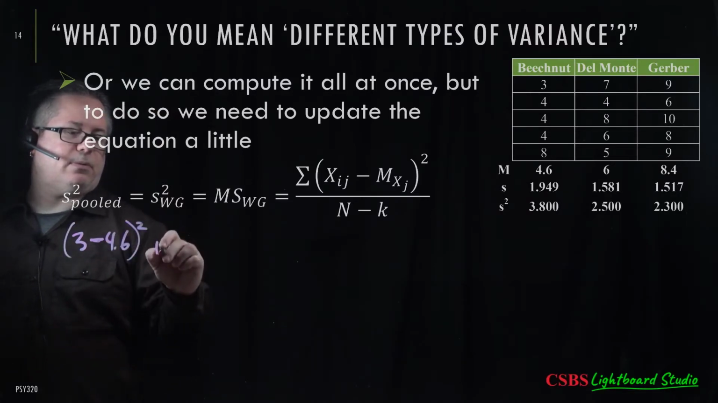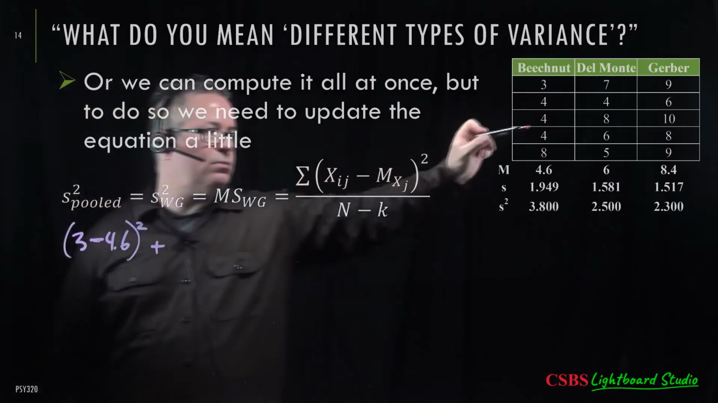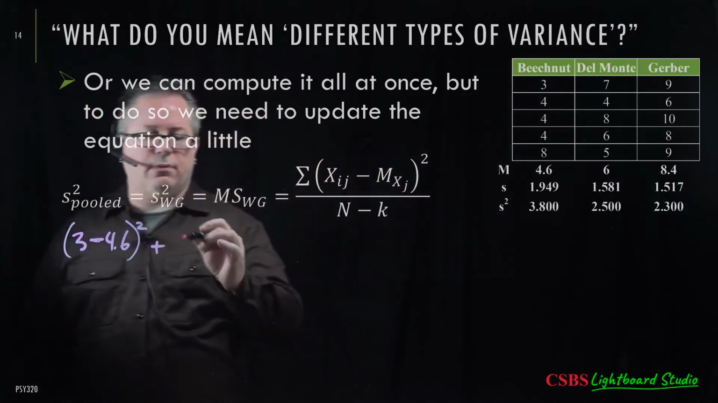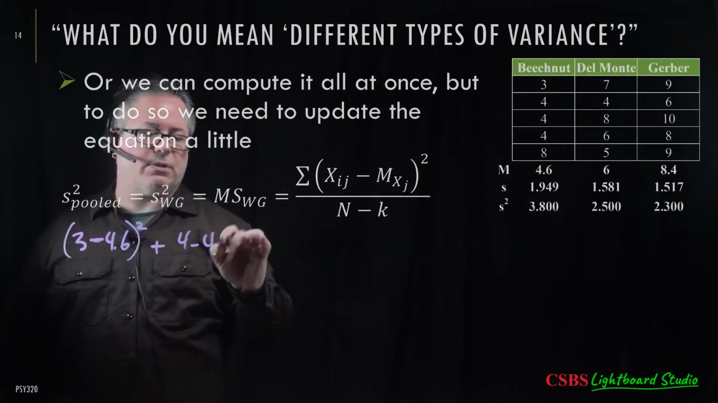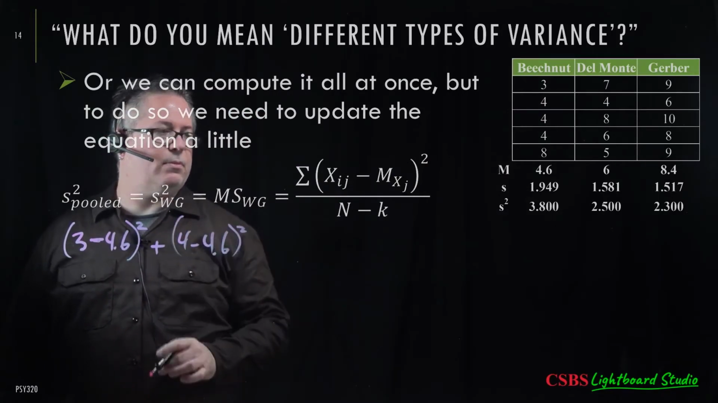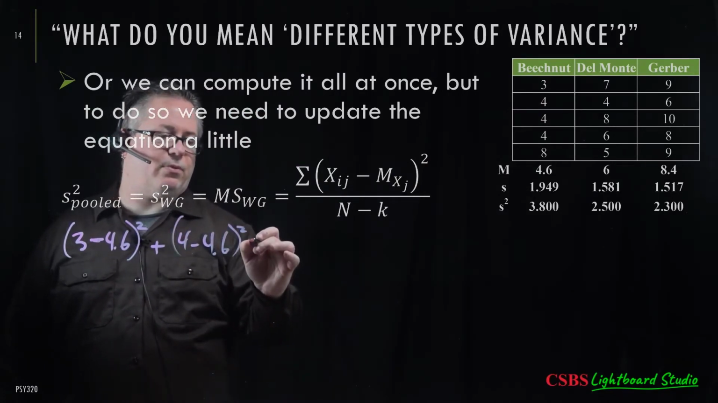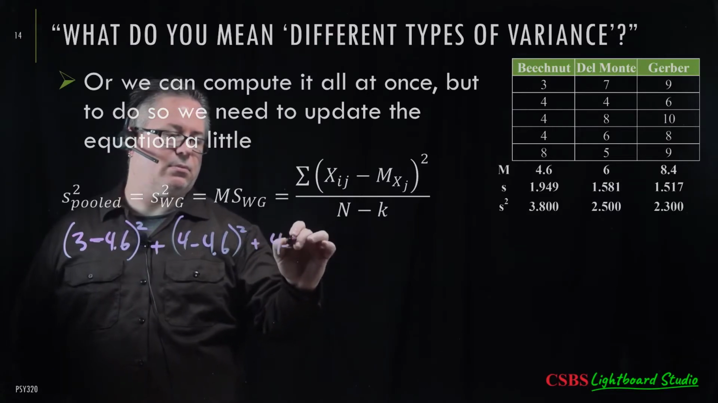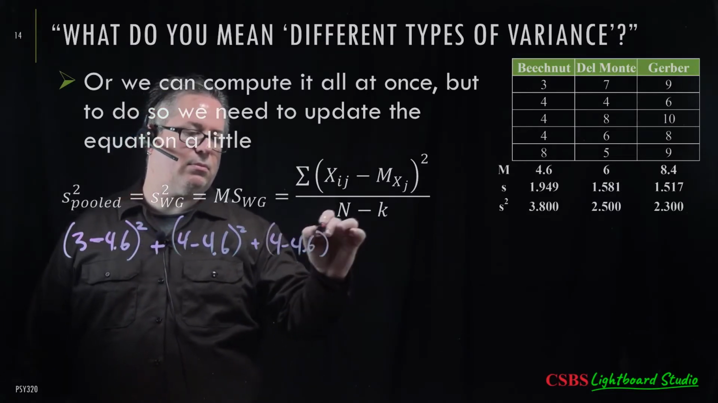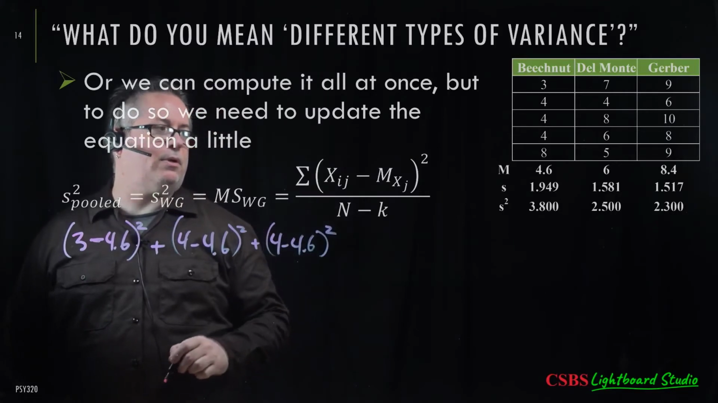I'm going to keep going. The next baby is 4. 4 minus 4.6 squared. The next baby is also a 4.